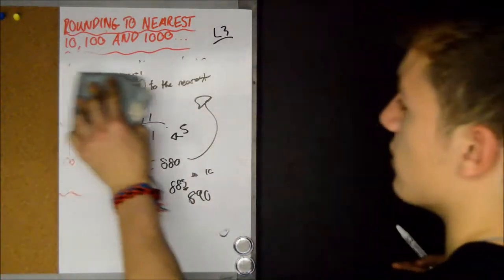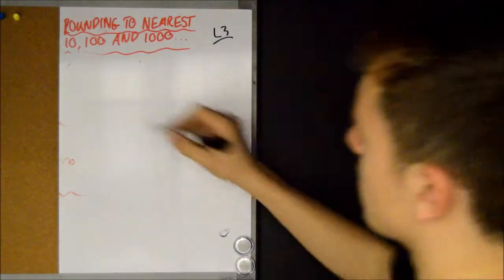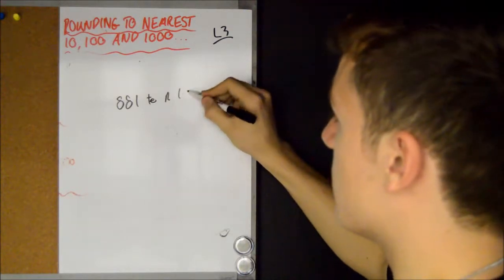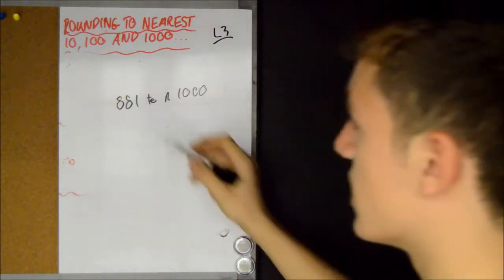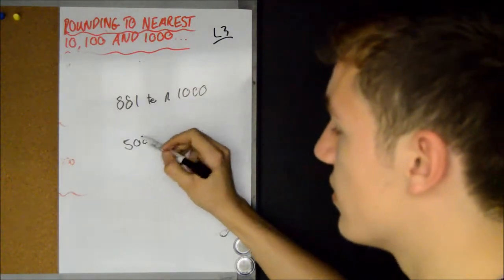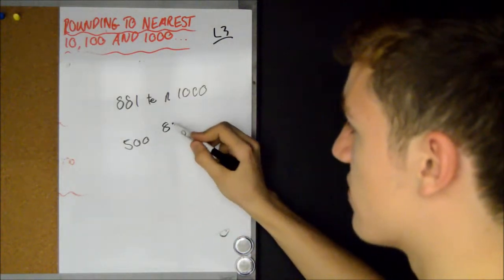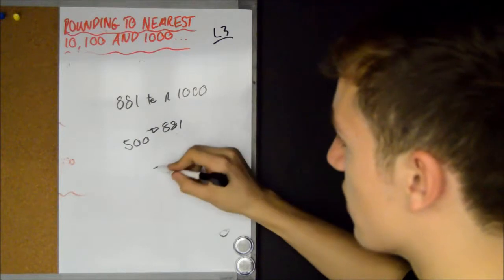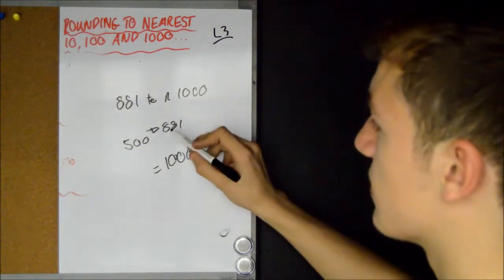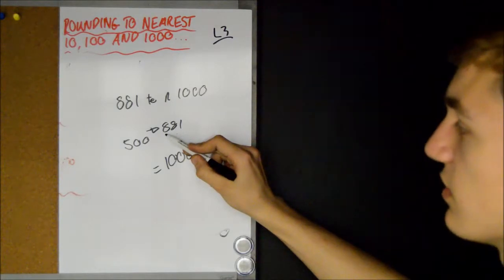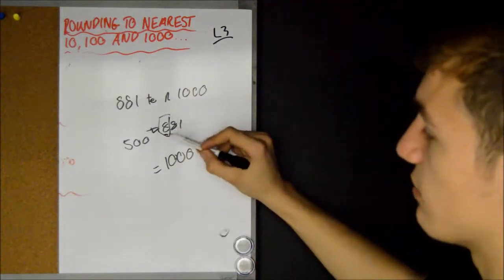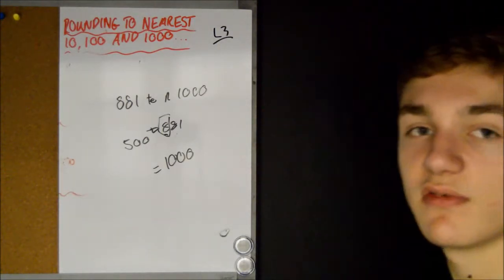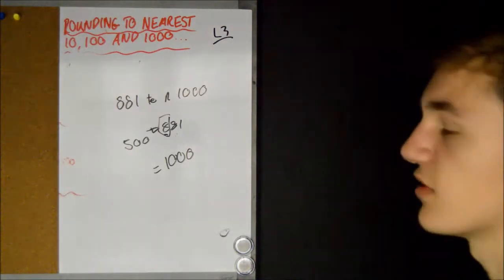Now if we were to do the same thing, 881 to the nearest 1000, we do it much simpler. We use 500 as a scale, and since 881 is above 500, we round it up to the nearest 1000, so the answer would be 1000, because this would round up. We only look at this part of it, and that would round straight up because it is above 5. And this is rounding to the nearest tenth, hundredth, thousandth, and I've gone into a bit more depth in that, so I hope that helps.